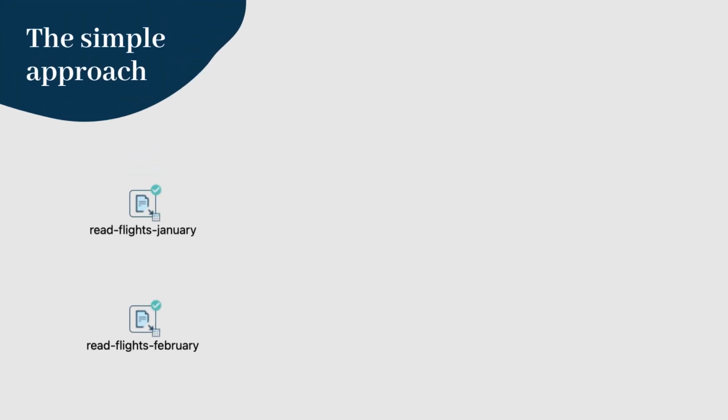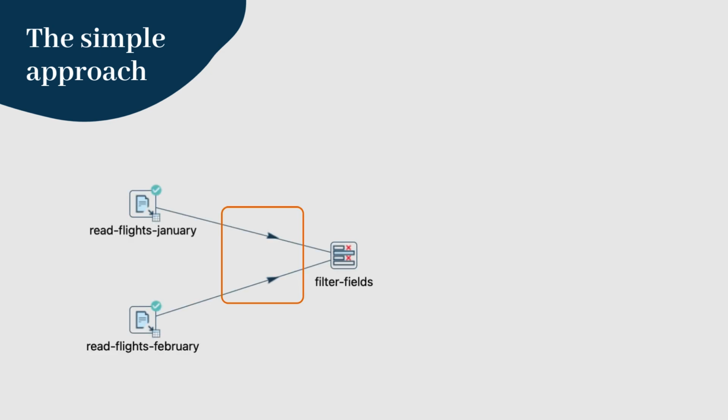If your streams are identical and you don't care about the order in which the data is processed, there's a straightforward solution. You can simply create direct hops from each of your input streams to a single transform downstream. This approach is clean, efficient, and keeps your pipeline easy to manage.